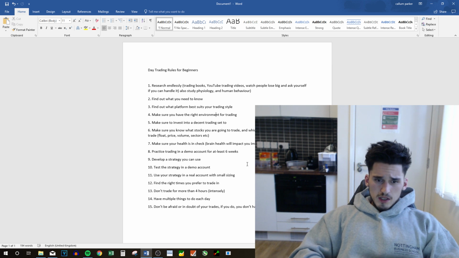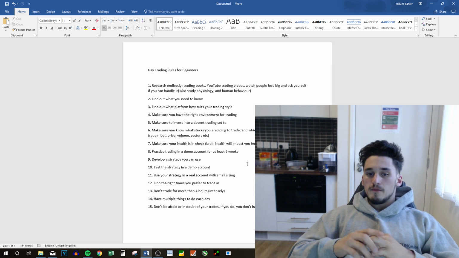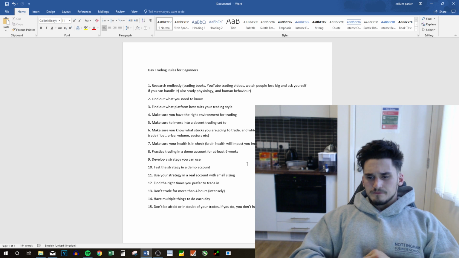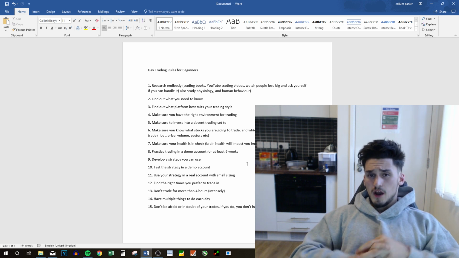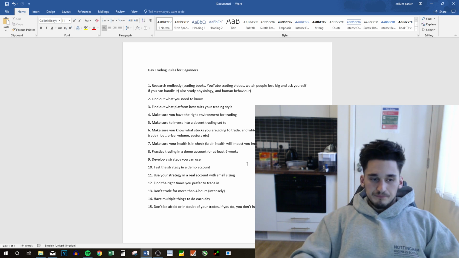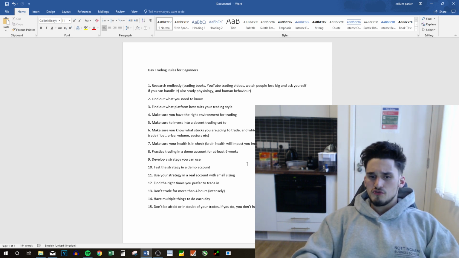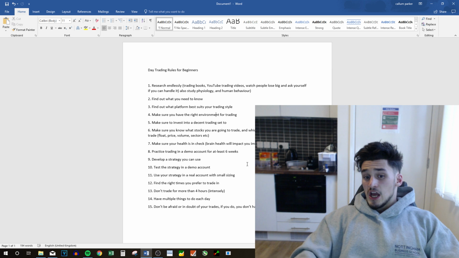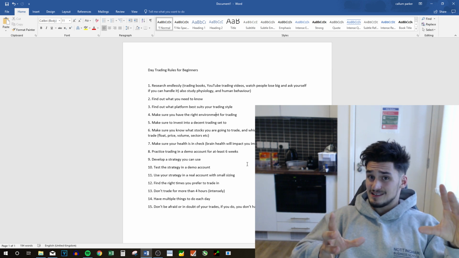So number 13, don't trade for more than 4 hours. This is quite important. I don't think I've ever traded for more than 4 hours. I've held positions, then come back to them in the day, but I won't trade for more than 4 hours in one day. You've got to understand, guys, this is intense.